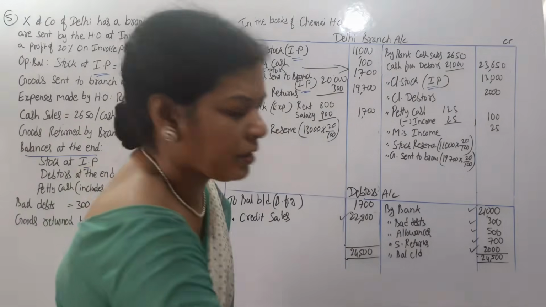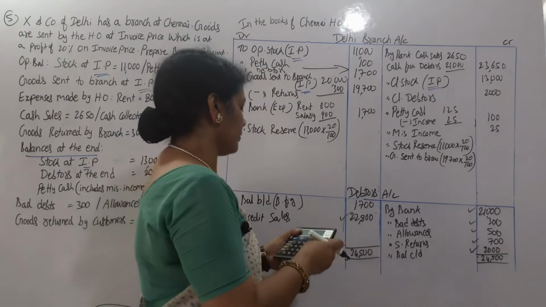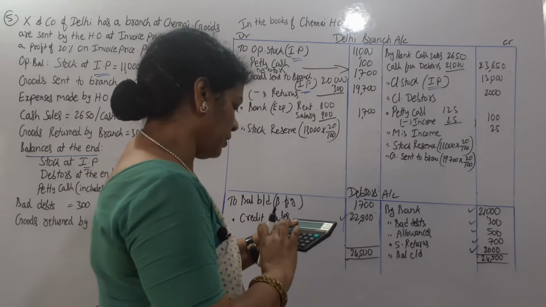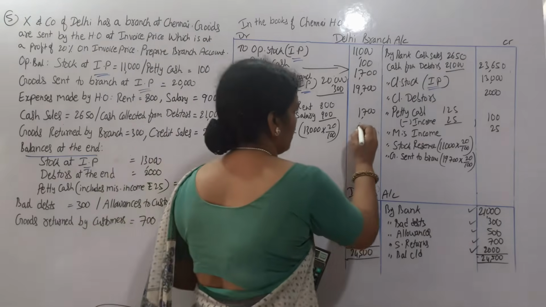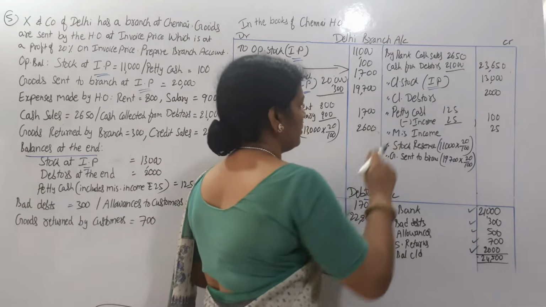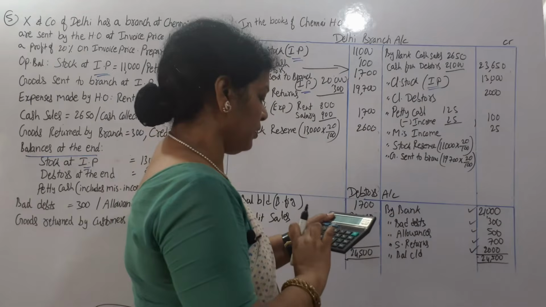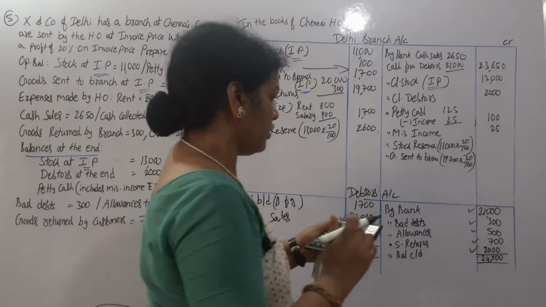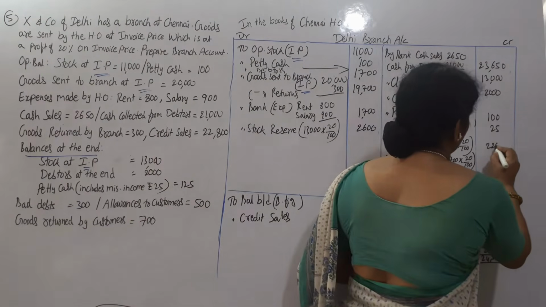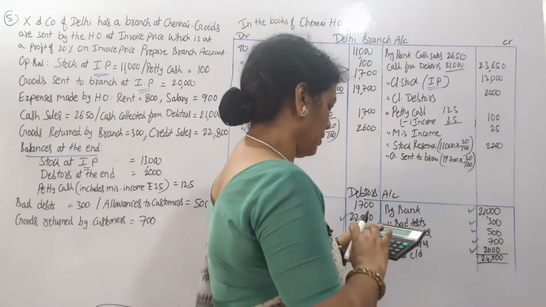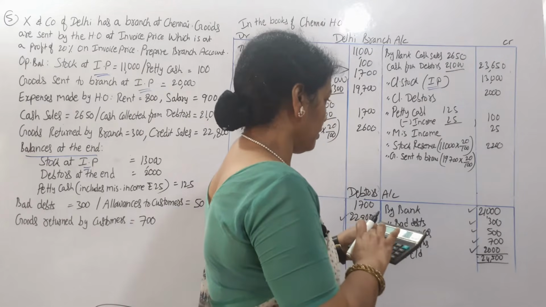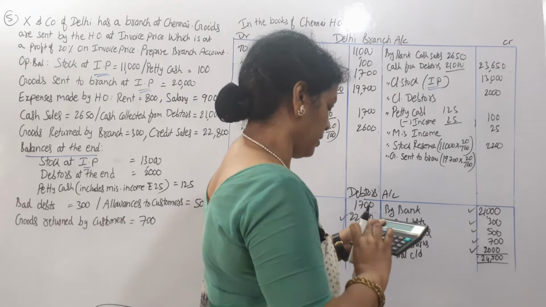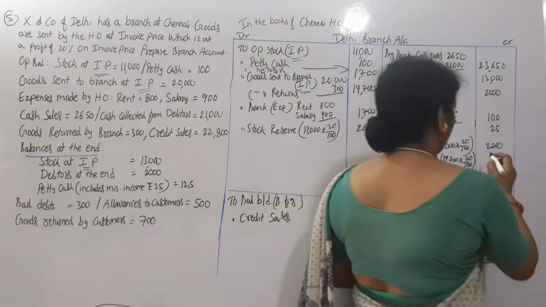Now we'll use the calculator. 13,000 into 20 by 100. It is 2,600. In the same way, on the credit side, 11,000 into 20 divided by 100. It is 2,200. And 19,700 into 20 by 100. It is 3,940.